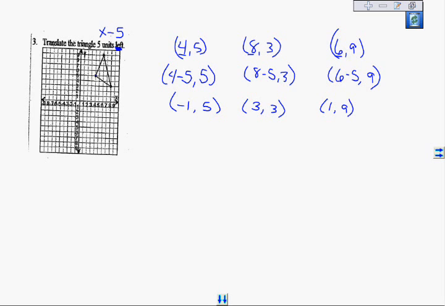And now I plot my points. Start at origin. Go left 1, up 5. Right 3, up 3. Right 1, up 9. And there is my translated figure.